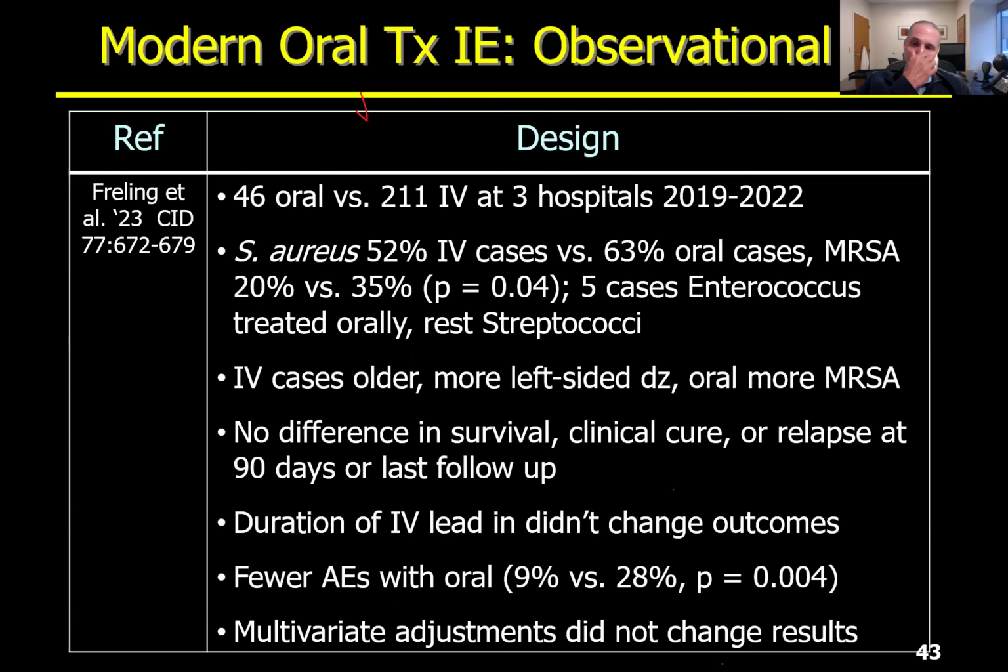Then there was our cohort study from our safety net system of 3 hospitals in LA, 46 patients treated orally over a two-ish year period. The majority of these were caused by staph. And in fact, in the oral arm, there was significantly more MRSA than there was in the IV arm. No difference in clinical outcome, even by multivariate analysis, but substantially more adverse events with IV therapy. Also, the amount of IV lead-in time made no difference. People who got longer IV did not do better.